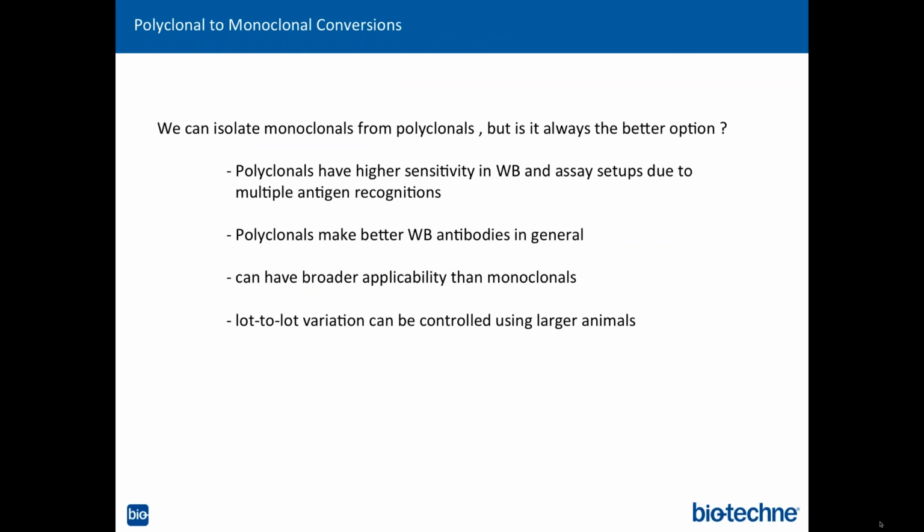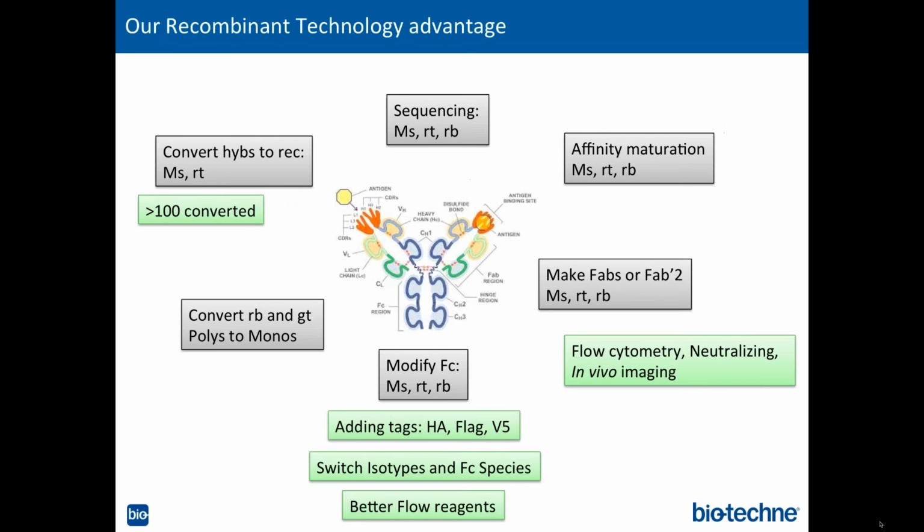When you choose an antibody, polyclonals can have a higher sensitivity in Western blot and assay setups. They in general give very good Western blot antibodies if you're careful in selecting your polyclonals. But obviously the lot-to-lot variation is much more difficult to control. So we're going to go and offer more goat monos and polys combined, and they all have to meet our same standards going forward.